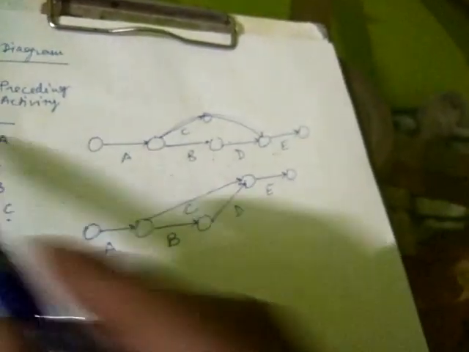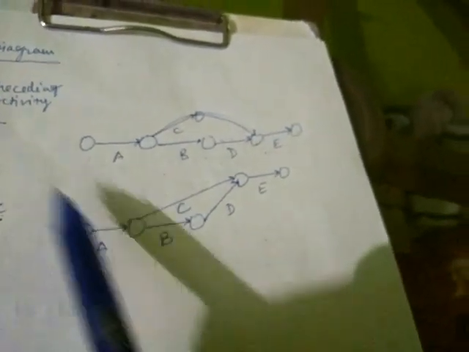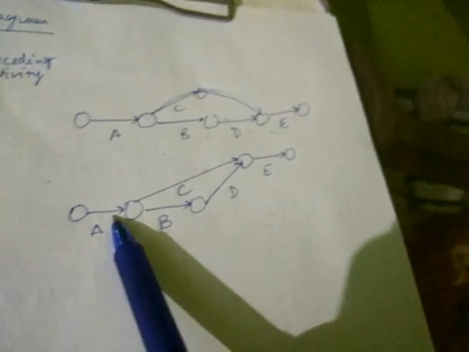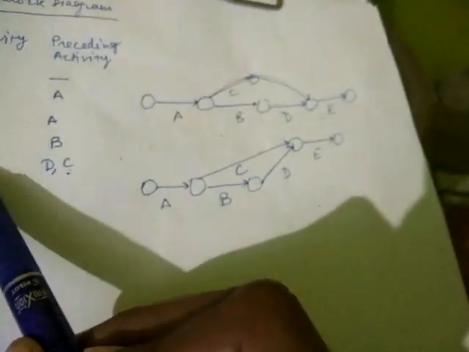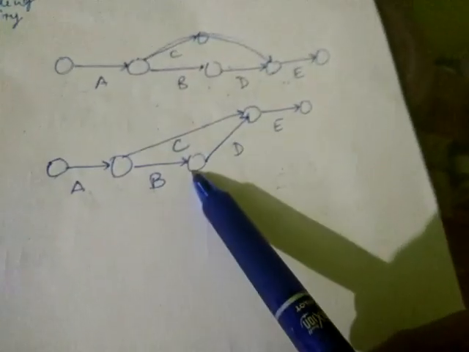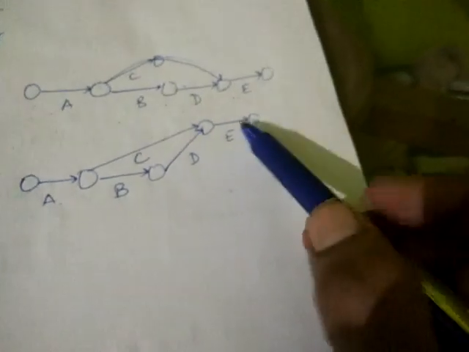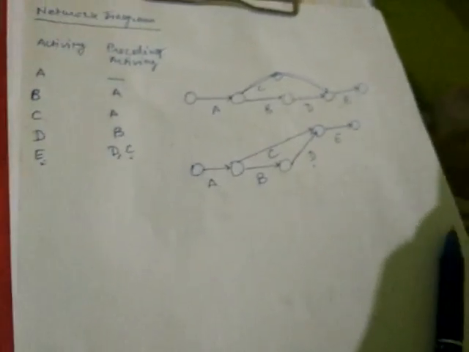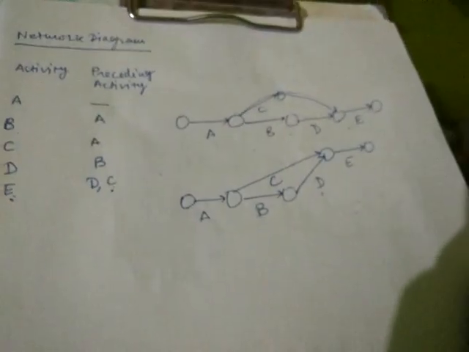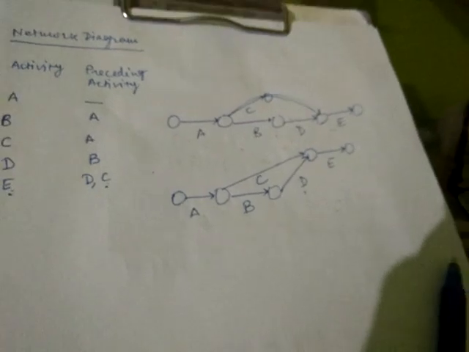How? Before A there is no activity, correct. Before B there is A, yes. Before C there is A, okay, correct. Before D there is B. Before E, D and C are there. No, so now this diagram is correct. Now observe, this is a network diagram. This I say network diagram.